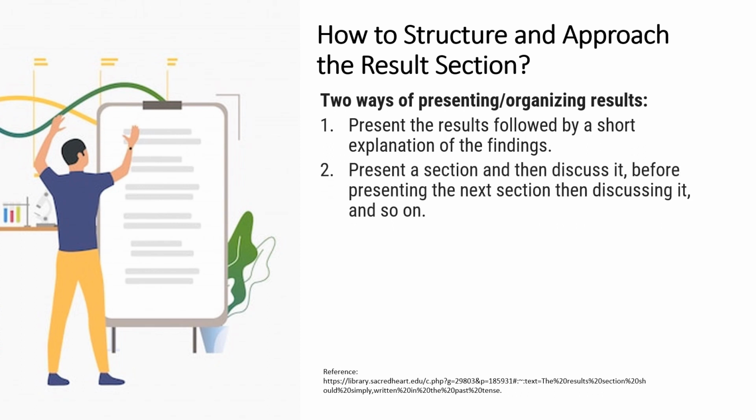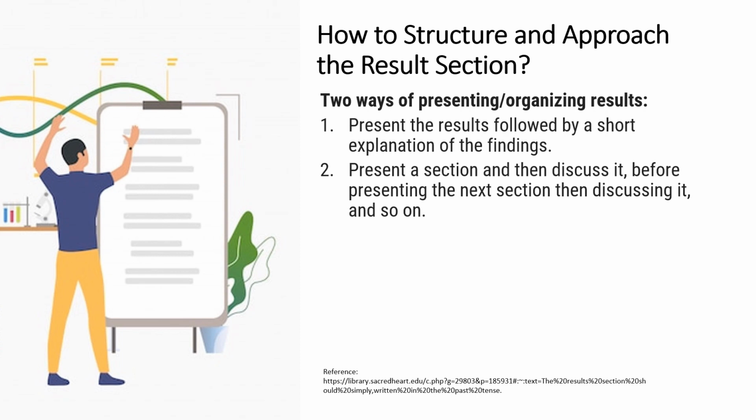The second way to structure is to present a section and then discuss it before presenting the next section, then discussing it, and so on. So this is more common in longer papers because it helps the reader to better understand each finding. You already present the result and discuss it, and then you have another result and then you discuss it. So in this model, it can be helpful to provide a brief conclusion in the result section that ties each of the findings together and links them to the discussion.